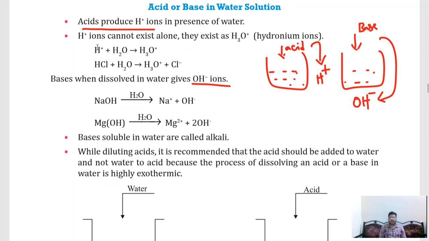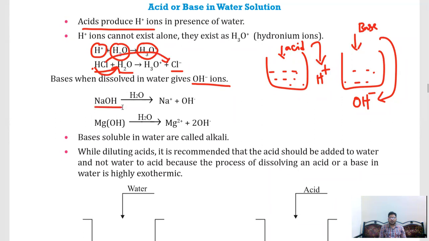For example, H plus ions in H2O give rise to H3O plus. The H plus ions which are already present in water are nothing but H3O plus. Simply to say, if you add hydrochloric acid in water, HCl plus H2O gives rise to H3O plus ion and Cl minus ion. This hydrogen will combine with this H2O. H2O plus H is H3O, and chlorine will be here.